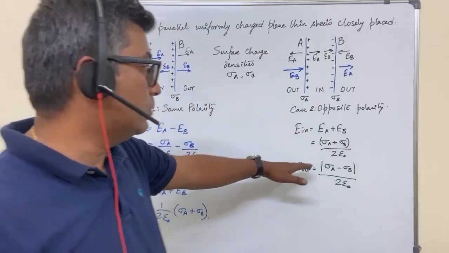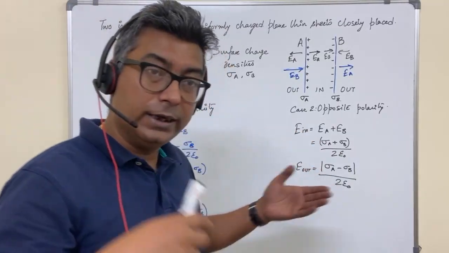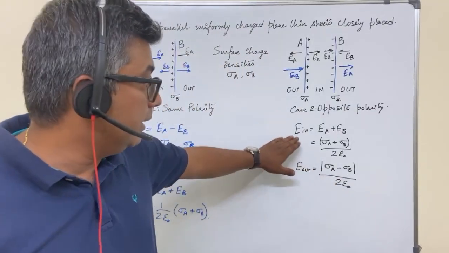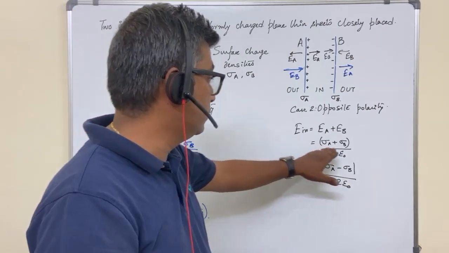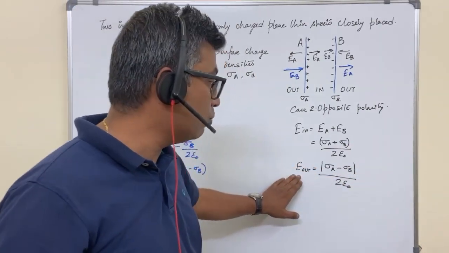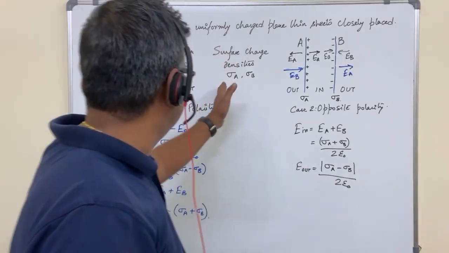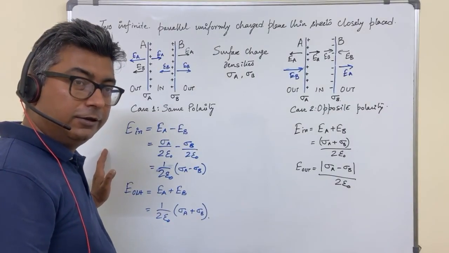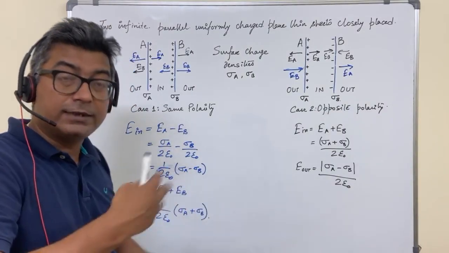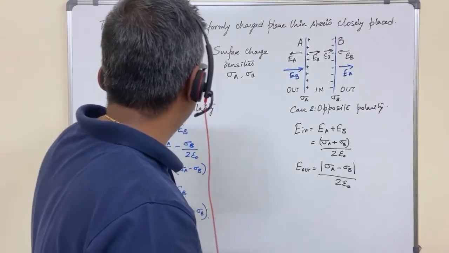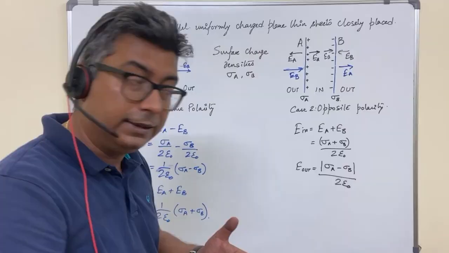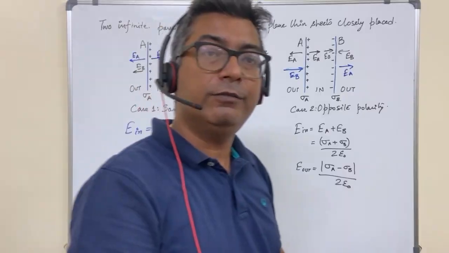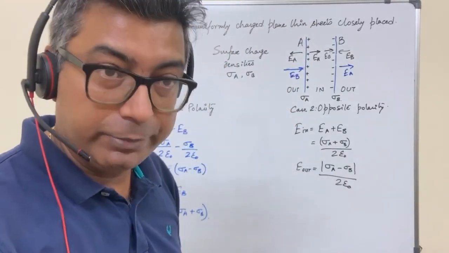Now, if you look at what happens when the surface charge densities are the same, you will see that E inside becomes sigma by epsilon naught and E outside becomes zero, which is exactly the opposite of what we got in case one. There could be multiple such scenarios where we can put in another plate and see what exactly happens. We can have multiple plates and create some complicated problems with this concept. Thank you.